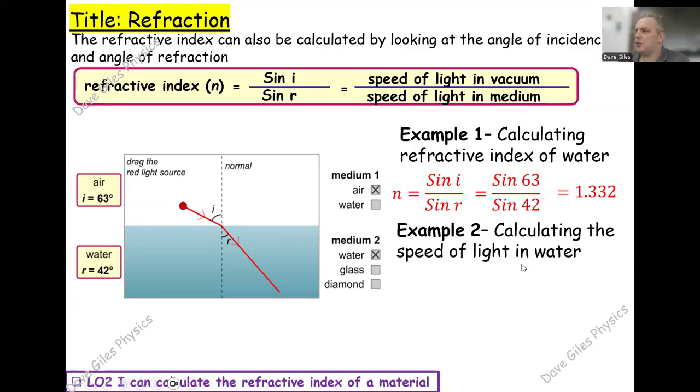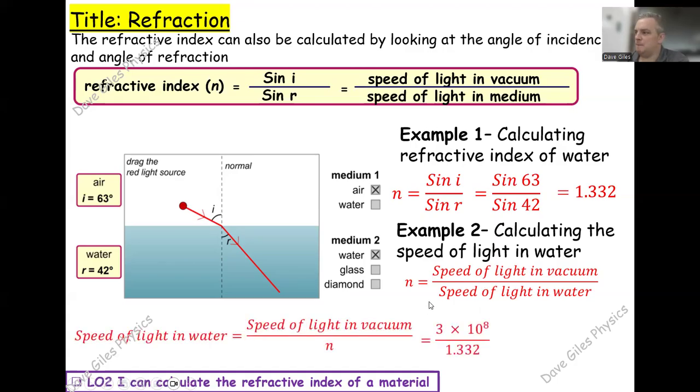And then calculate the speed of light in water. So we've got a refractive index of 1.33. And we know the speed of light in air is 3 by 10 to the 8 meters per second. So I've rearranged the refractive index with the letter n to get speed of light in a vacuum divided by speed of light in a medium, the medium being water. Rearrange the formula. So 3 by 10 to the 8 divided by 1.33, and you get 2.25 by 10 to the 8 meters per second as the speed of light in water.